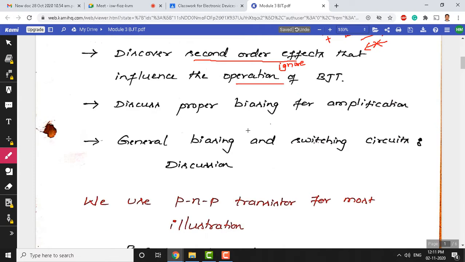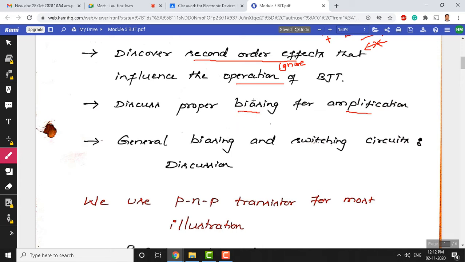And next is biasing. More of this you will study in the fourth semester when we discuss the course like analog electronics. There you will come across biasing. But here we just explain the basic concept of biasing, because without biasing we cannot use BJT as an amplifier. Biasing is nothing but applying DC voltage to the transistor to establish proper voltage levels and current levels.